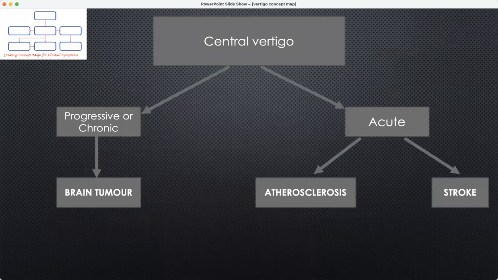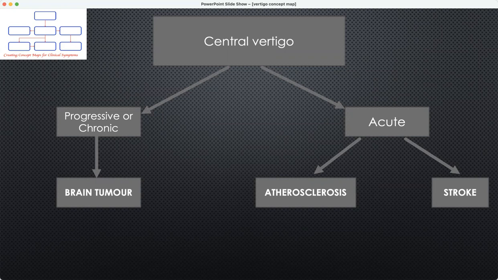If the patient presents with any of the CNS symptoms, such as dysarthria, diplopia, abnormal gait, weakness, incoordination, or CNS signs like cranial nerve abnormalities, ataxia, positive Romberg, or abnormal nystagmus, we consider central vertigo.